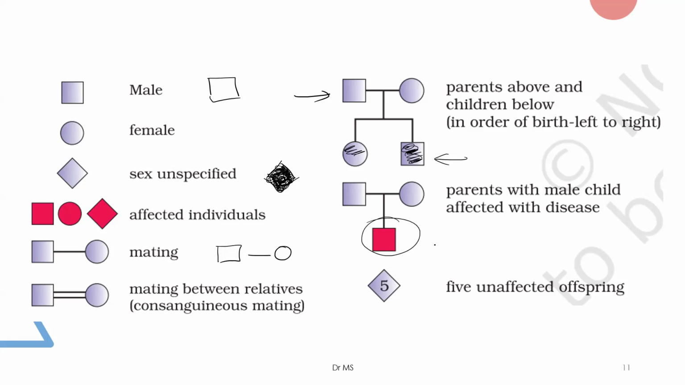And if we don't know how many offspring there are, we can also represent it by a number inside this box, which tells how many offspring there are. If all are male, I'll represent with the square. If all are female, I'll represent with the circle. If I don't know whether the child is male or female, then I'll represent it with this one.